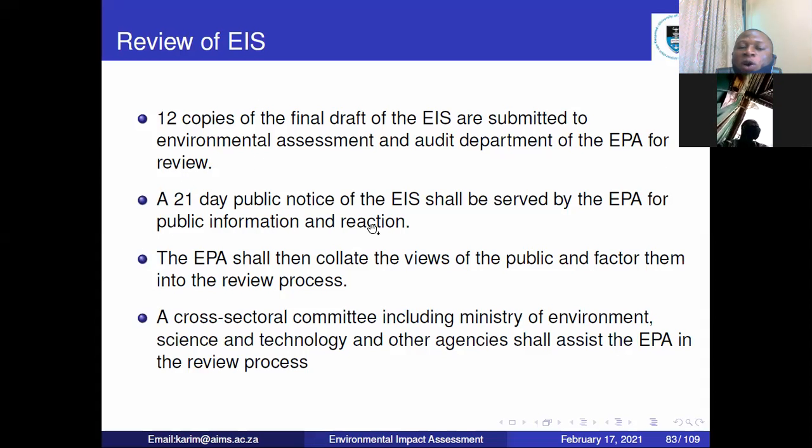Before they review it, or as part of the review, they will give a 21-day public notice. So a 21-day public notice of the impact statement shall be served. The purpose of this is to see how the public is going to react. They are bringing this project, and then people will begin to react. We don't want that project. Or they will say, yeah, it's a good one, and then they will be bringing ideas for how good it is. So you have to observe how the public is reacting to the project that you are bringing in.